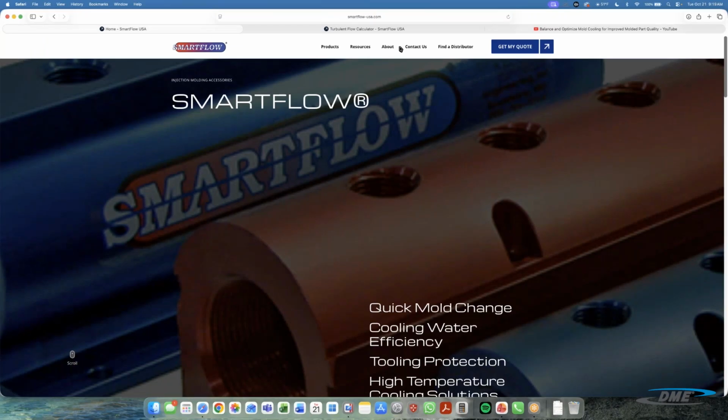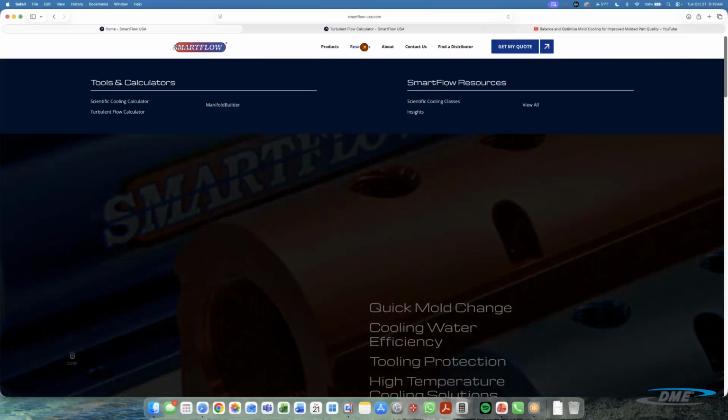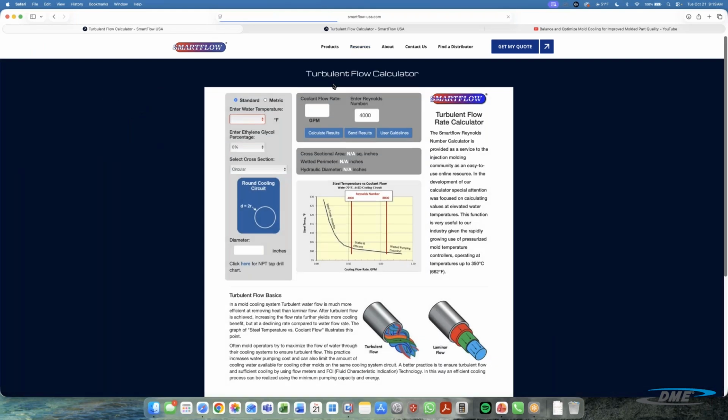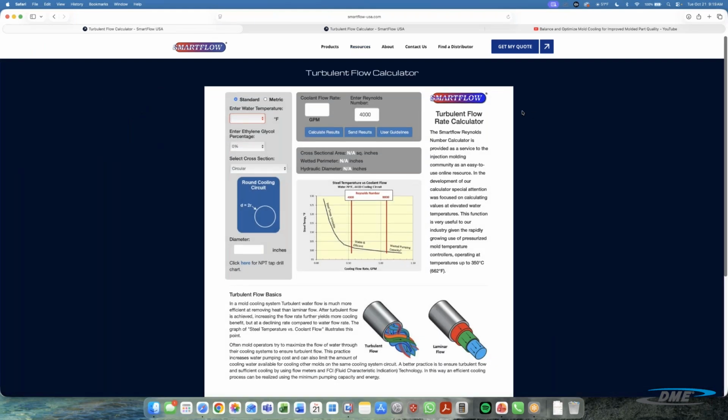So on our website, under resources, we have both a turbulent flow calculator and a scientific cooling calculator. These are both free resources on our website for you and your team to go in and do the calculations on your zones and make sure that you're in the optimal cooling range.